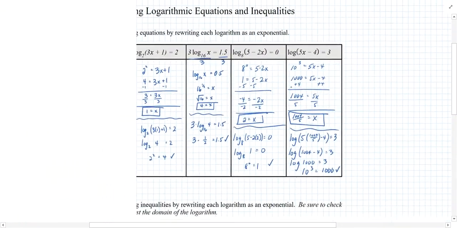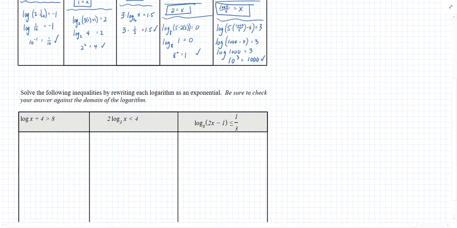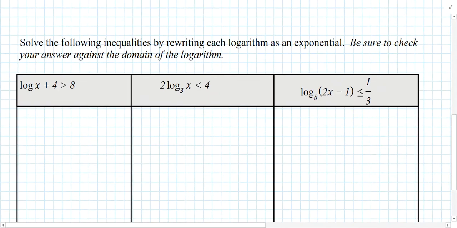Solving inequalities is a very similar process with only a few exceptions. First, we must be careful to identify solutions that allow the argument of the logarithm to be positive. Secondly, we must switch the signs of the inequality when rewriting the logarithm as an exponential.